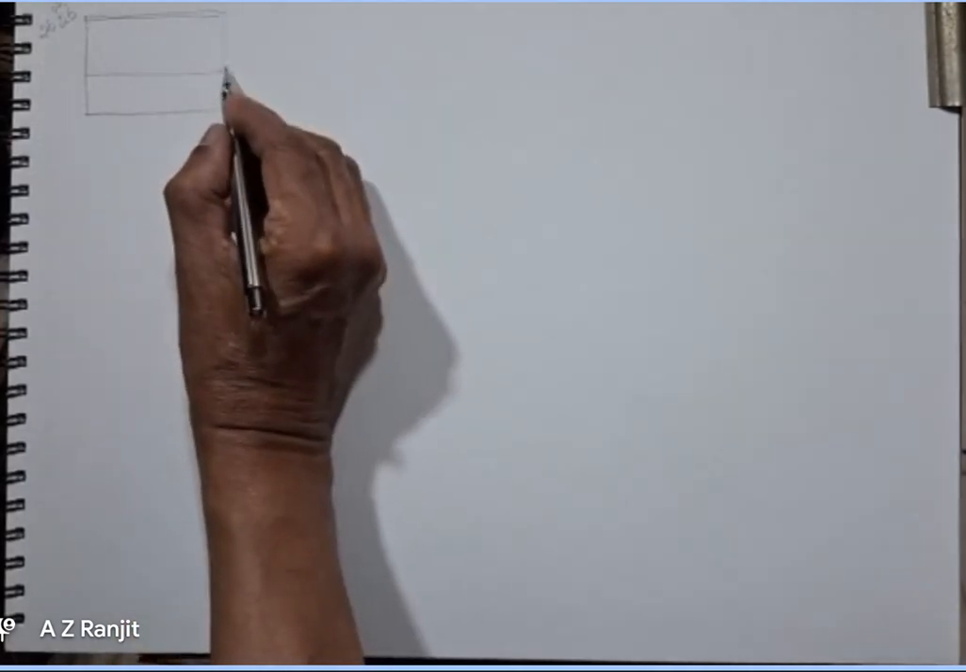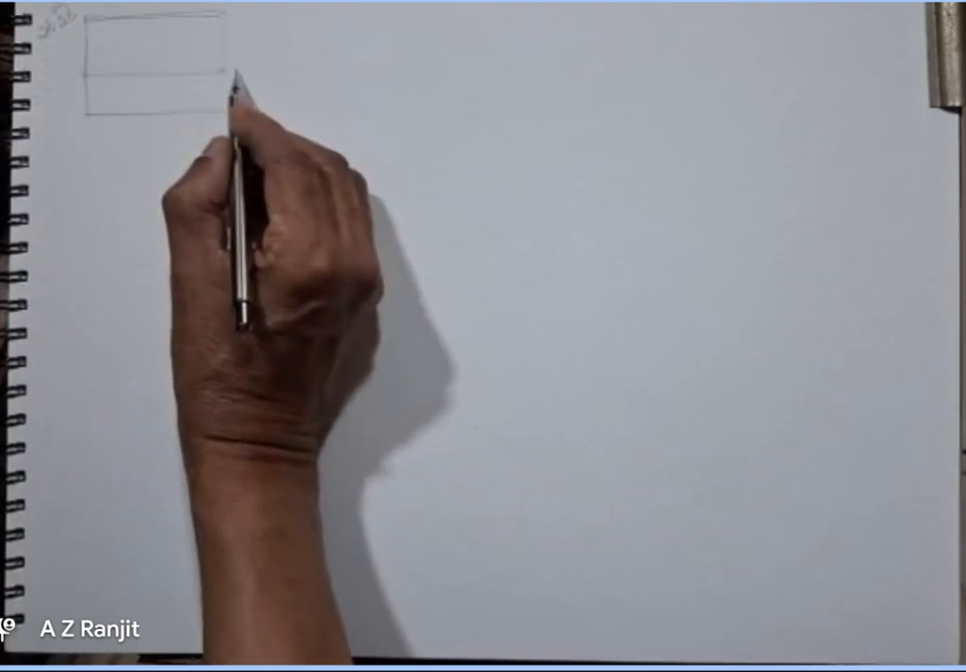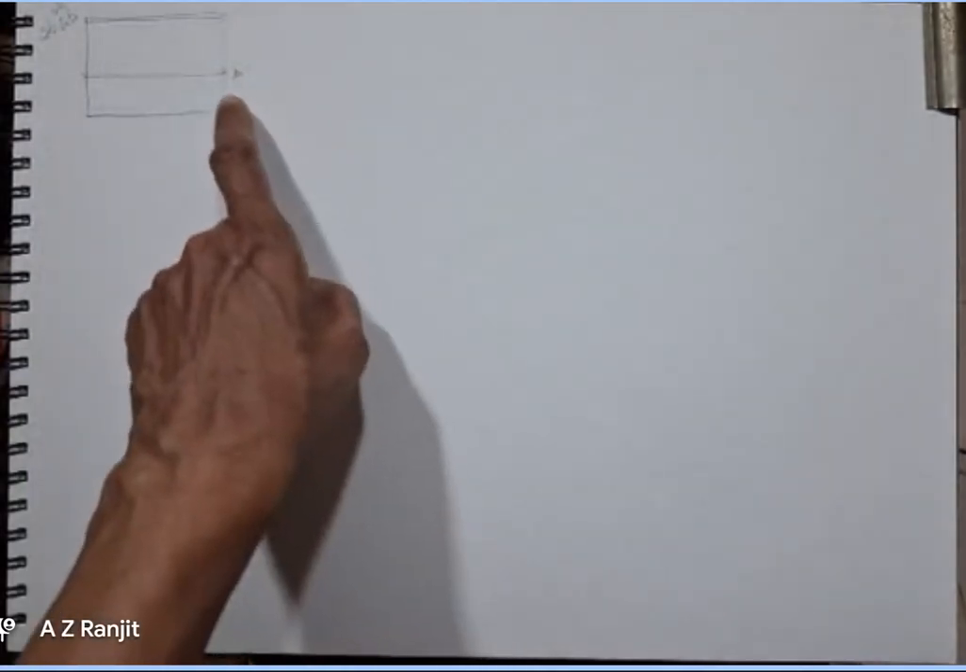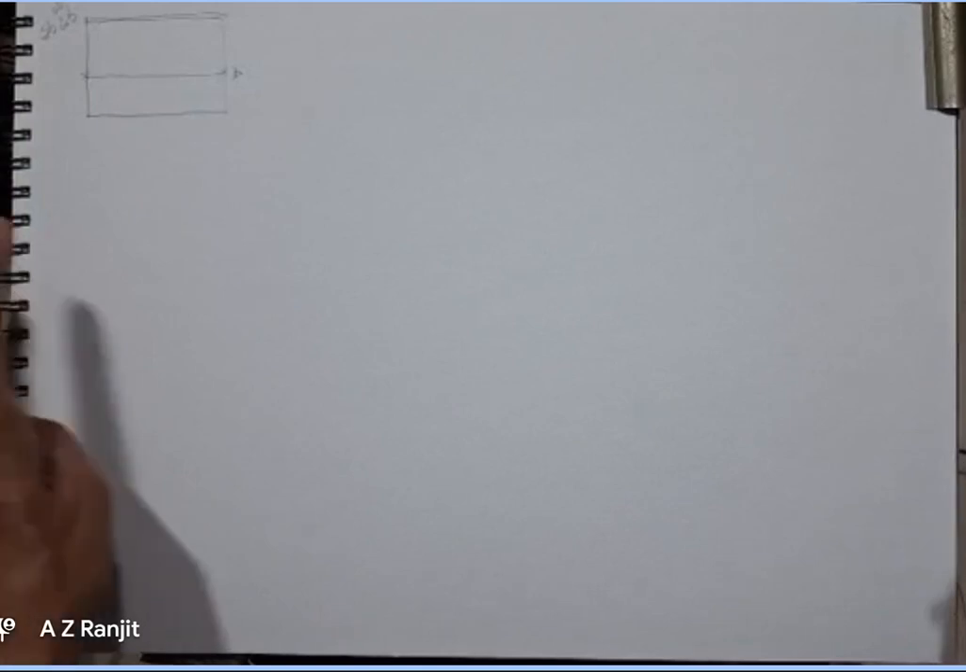And we try to keep the vanishing points as far away as possible. Remember, this is our eye level line, right? This is our eye level line, and I kept both the vanishing points as far as possible. Now we'll be keeping it here.